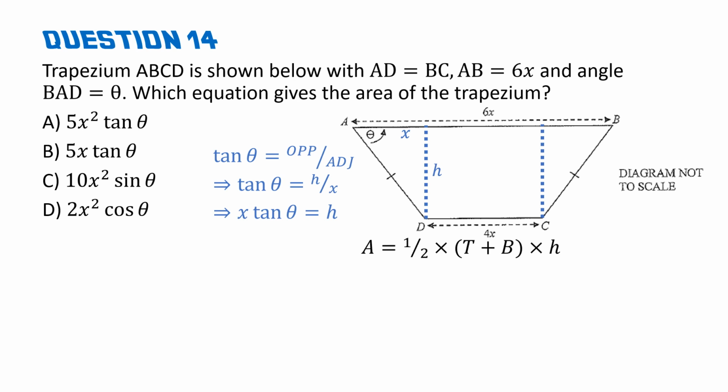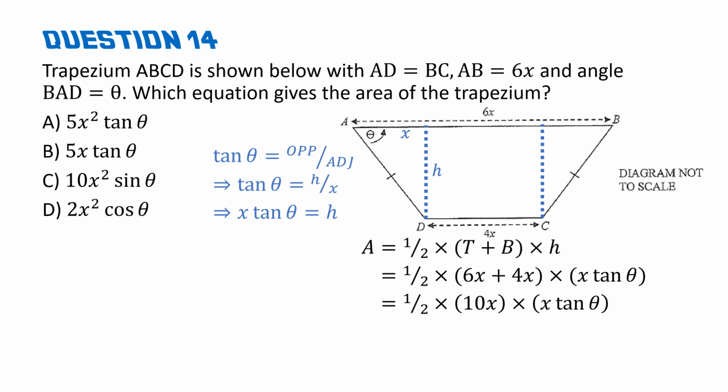Well, that means I can substitute that into my area. So my area is now the top, 6x, plus the bottom, 4x, times h, which we said was x tan theta. So 6x plus 4x, that's going to give me 10x. So it's a half of 10x times x tan of theta. Well, half of 10x, that's just 5x. So we've got 5x times x tan of theta. 5x times x, well, that's going to give me 5x squared times the tan of theta. And looking at our options, that's going to be A.